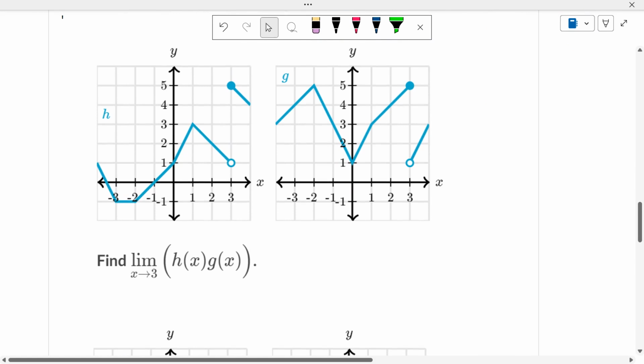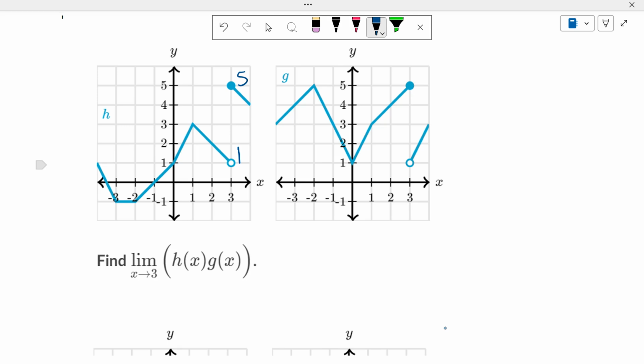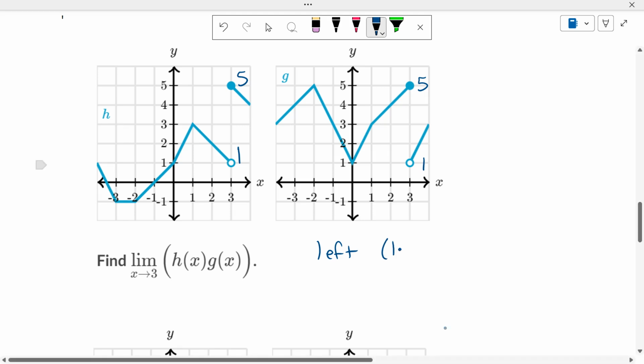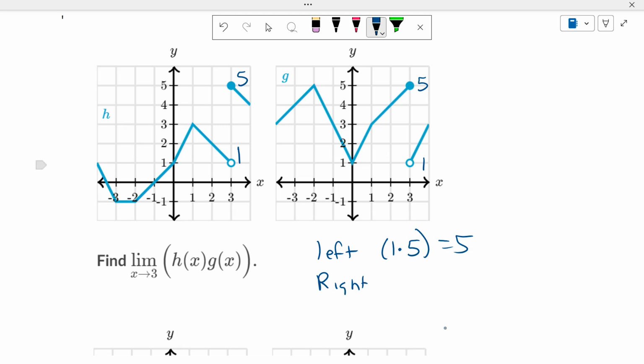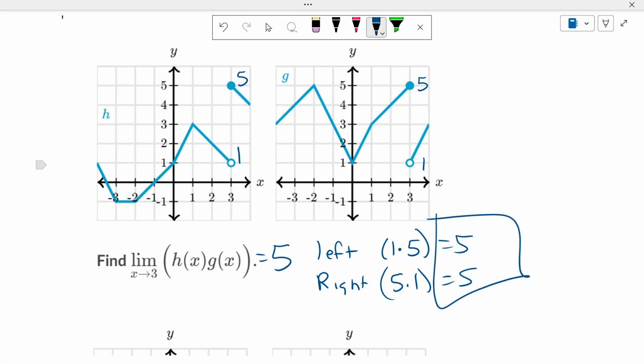What do you think we do here with the 2? Multiply. Exactly. So this is at 1. This is at 5. This is at 5. This is at 1. So coming from the left, it's 1 times 5, which is 5. Coming from the right, it's 5 times 1, which is 5. Since they match, the limit is 5. Okay?